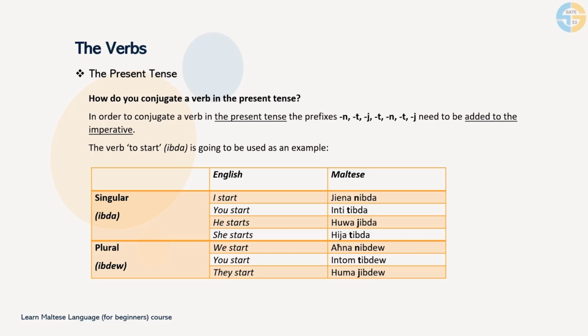Now we switch to the plural. The plural of the imperative is ibdew. So, we start: aħna nibdew. You start: intom tibdew, t in front of ibdew. They start: huma jibdew.